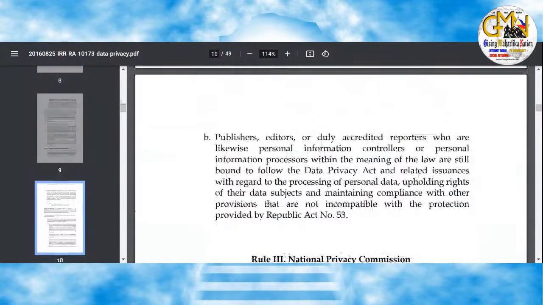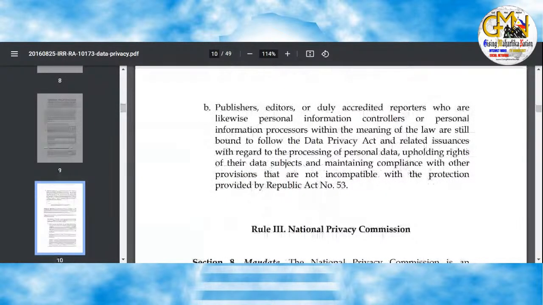B. Publishers, editors, or duly accredited reporters who are likewise personal information controllers or personal information processors within the meaning of the law are still bound to follow the Data Privacy Act and related issuances with regard to the processing of personal data, upholding rights of their data subjects, and maintaining compliance with other provisions that are not incompatible with the protection provided by the Republic Act Number 53.